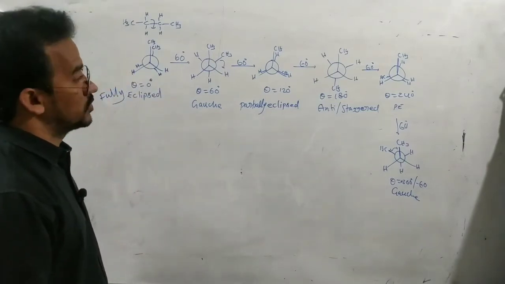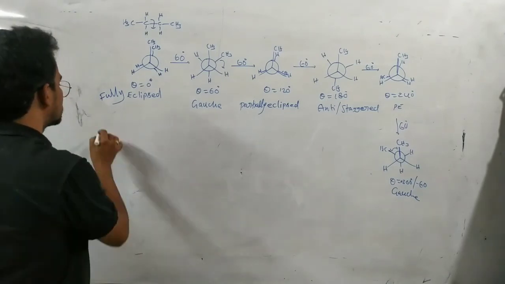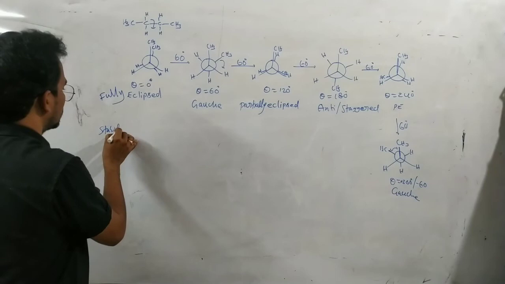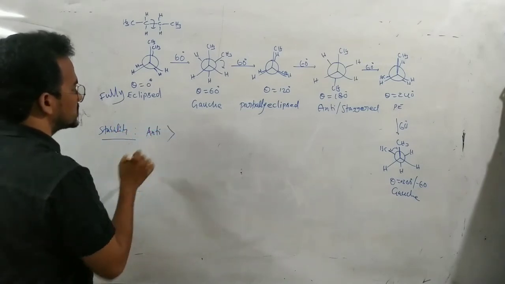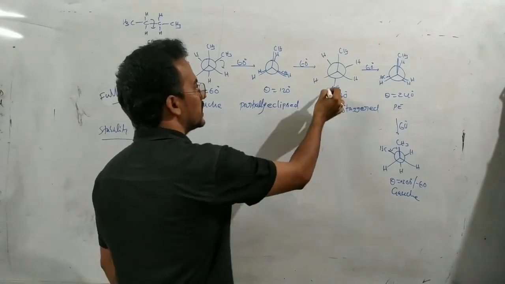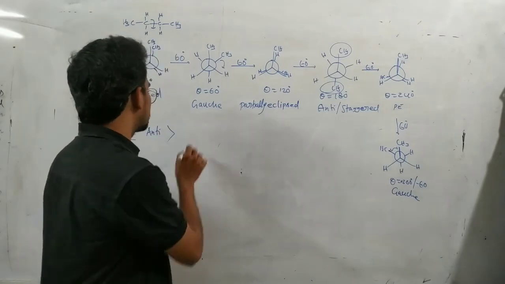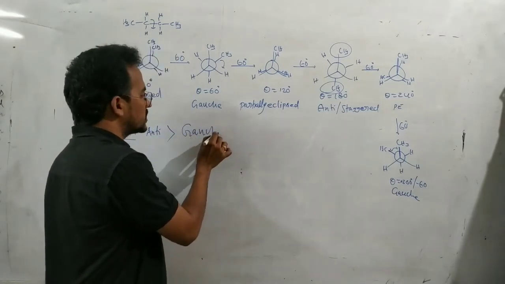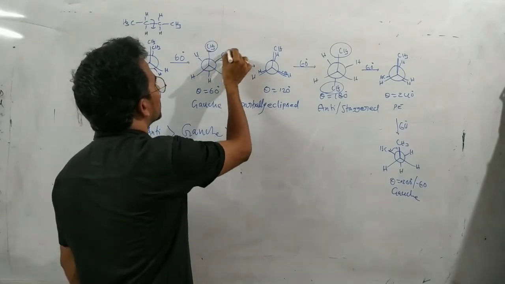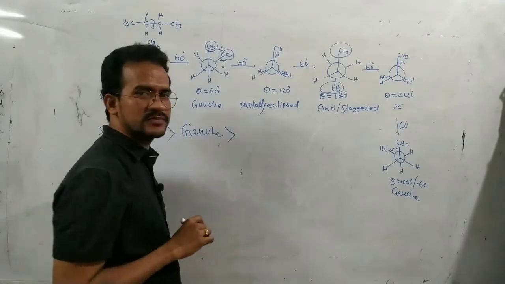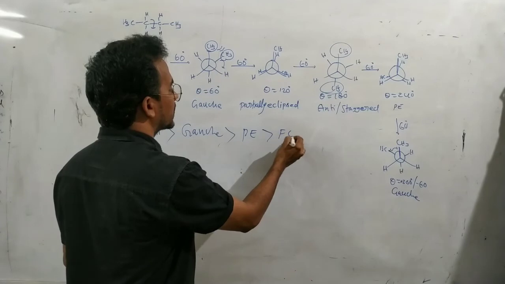Now here, which conformation is more stable? Here, the stability order of these conformations. First here, the anti conformation is more stable, because here the bulky groups are exactly opposite. And next here, the gauche conformation. Here in this case, the methyls are adjacent, so there is some repulsion. Okay, and next here, partially eclipsed and fully eclipsed.